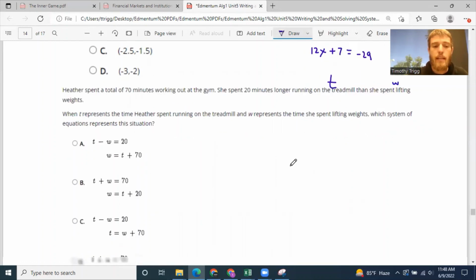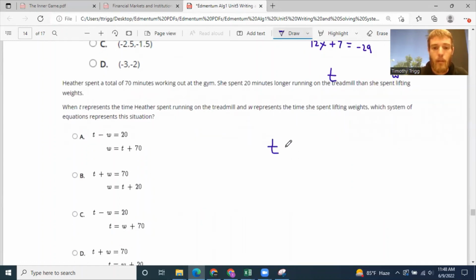If we take the time she spent on the treadmill plus the amount of time she spent lifting weights, how many minutes would that be in total? Well, that's 70 minutes, right? So your first equation in this system is t plus w equals 70.